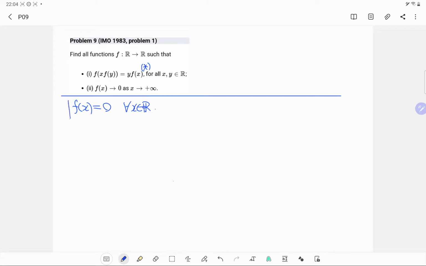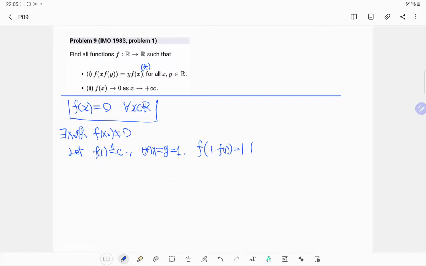So suppose there exists x0 such that f(x0) is not 0. Let's first consider f(1). Let's denote f(1) to be a constant c. In the original equation, let's plug in x equals y equals 1. In this case, we have f(1 times f(1)) = 1 times f(1). On the left side this is c, and this is also c. So we will have f(c) = c.